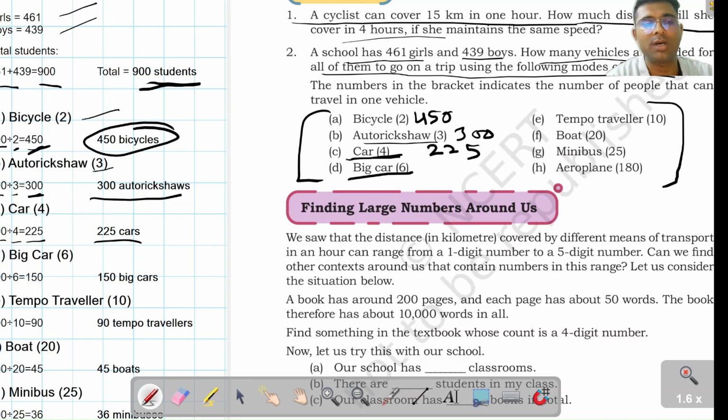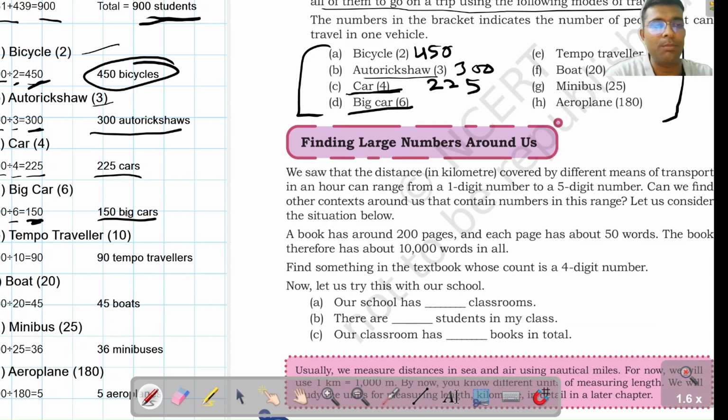Big car, in a big car बच्चों 6 students can sit. So total number of students divided by 6, it is 150. So 150 big cars will be needed. If they are traveling in a tempo traveller in which 10 students can sit, so 900 divided by 10, it is 90 tempo travellers. If they are going in a boat, in one boat 20 can sit, so 45 boats will be needed.